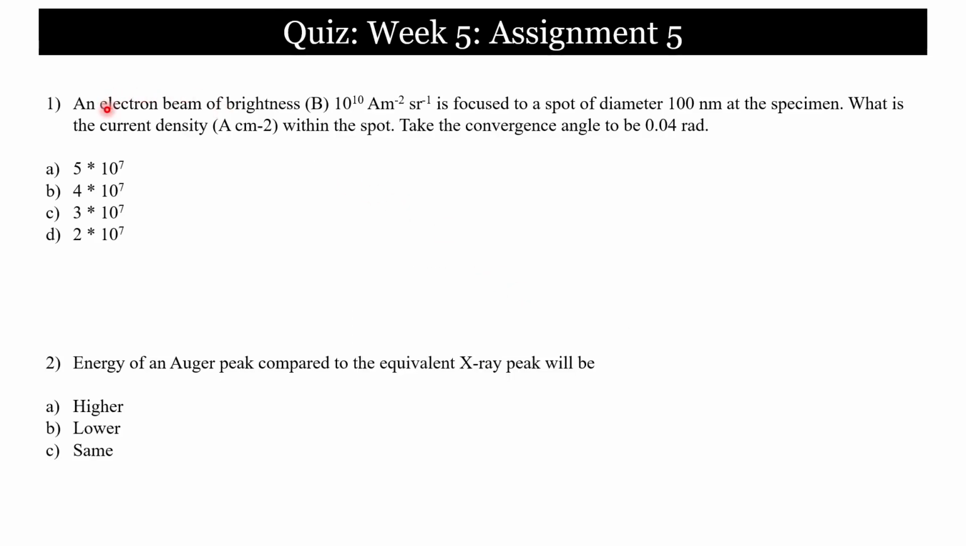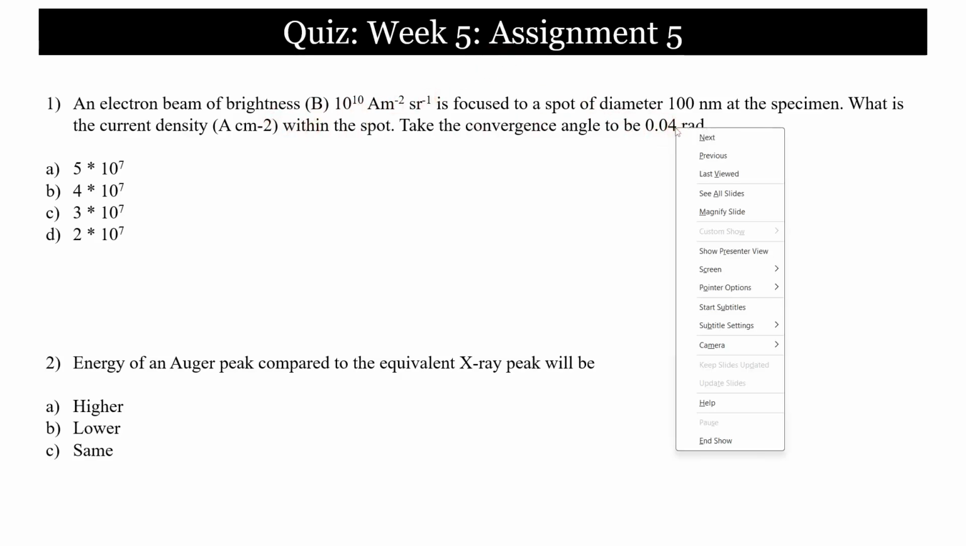The first question says, an electron beam of brightness 10 raised to power 10 is focused to a spot of diameter 100 nanometer at the specimen. What is the current density within the spot? Take the convergence angle to be 0.04 radian.